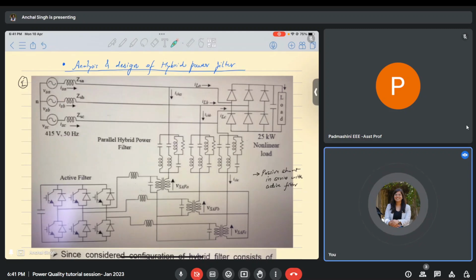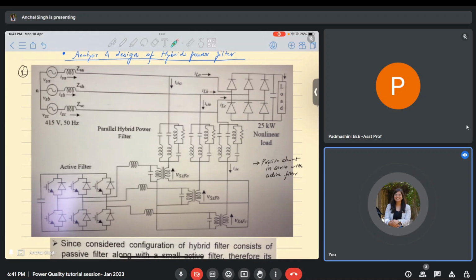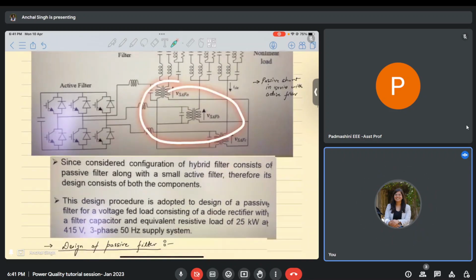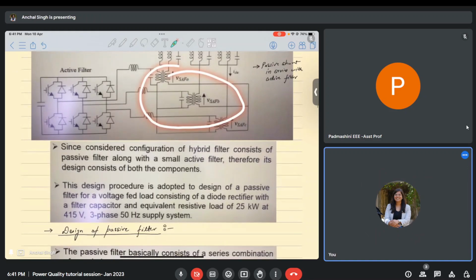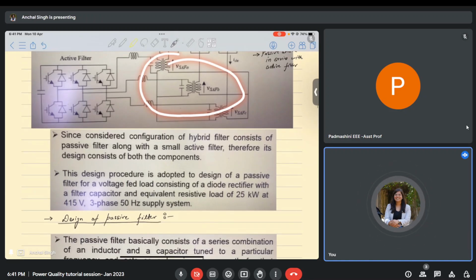So when you look at the analysis and design of these particular topologies of hybrid power filters, let us pick this particular topology where there is a shunt passive filter, and then in the shunt there is a series active filter connected. So if I am asked to design this filter, what all things will I have to take care of? Since the considered configuration of hybrid filter consists of a passive filter along with a small active filter, it consists of both passive and active components.